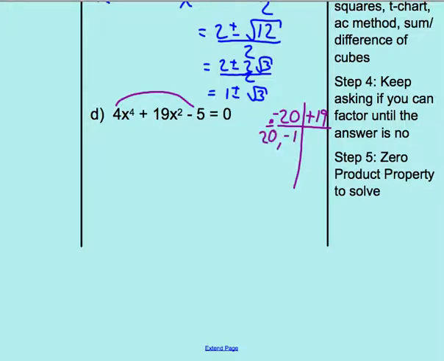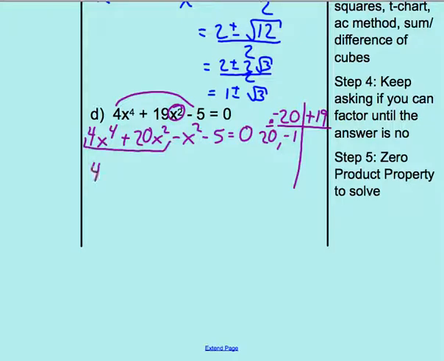+20, -1. So we rewrite that middle term as 20x squared. Use whatever variable is sitting there. Before it was an x, this time it's an x squared. Minus x squared minus 5. Don't lose your equals 0. Still an equation. Group your first 2 terms.